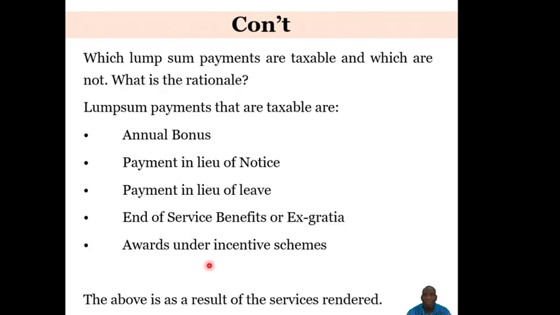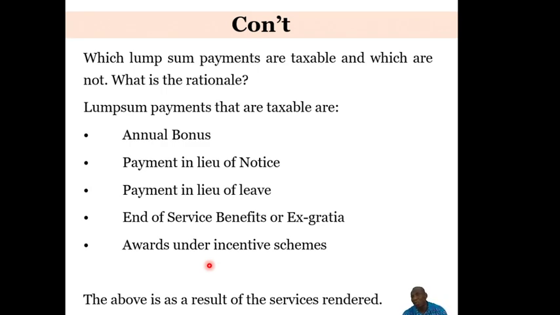That's all. Then, which lump sum payments are taxable and which are not, and what's the rationale? The lump sum payments which are taxable are annual bonuses. It's normally a lump sum payment. They are taxable, so you add it to the person's income and tax it, because it is from the work done. Payment in lieu of notice, the same. Payment in lieu of leave, end of service benefit, and ex gratia, they are all taxable. They are lump sum payments. Awards and incentive schemes, these are all taxable.